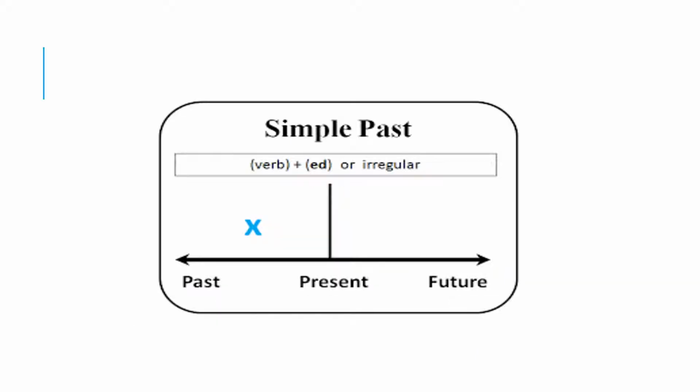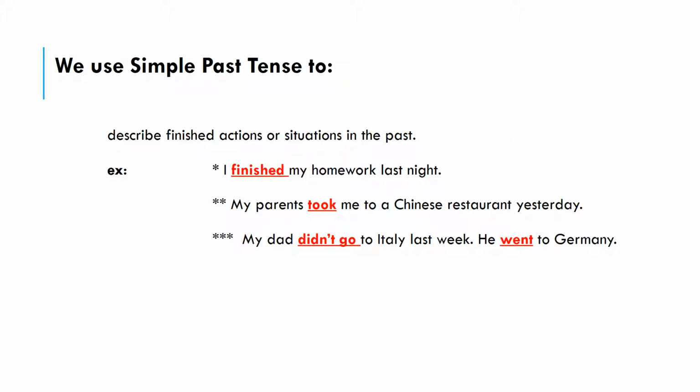Before we start, I want to remind you that anything that happened before now happened in the past. So let's start. We use simple past tense to describe finished actions or situations that happened at a specific time in the past. For example, I finished my homework last night. In this sentence, the action, which is to finish, happened last night, so the action is finished.